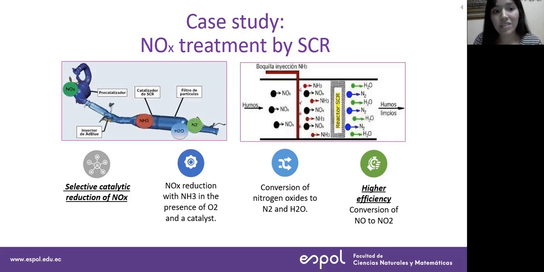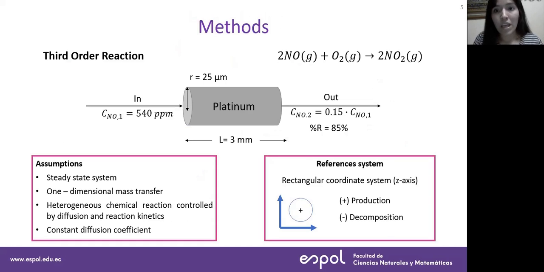However, there is a key step in this process, which is the conversion of nitric oxide into nitrogen dioxide in the presence of oxygen, and it uses a metallic catalyst. So in our study, we use platinum, which is a wire of 25 micrometers of radius and a length of 3 millimeters. At the beginning of our system, we have a concentration for the nitric oxide of 540 ppm, and at the end, we got a conversion of 85%.